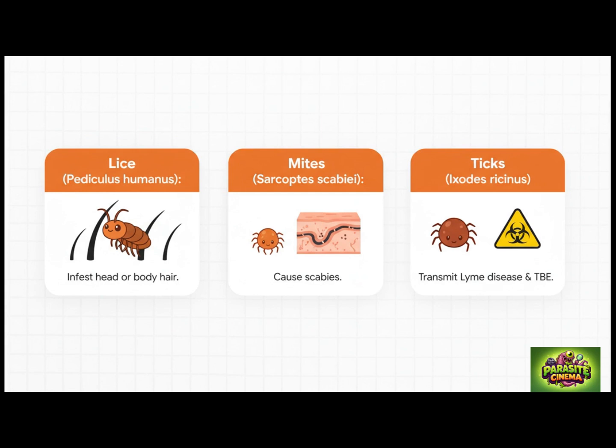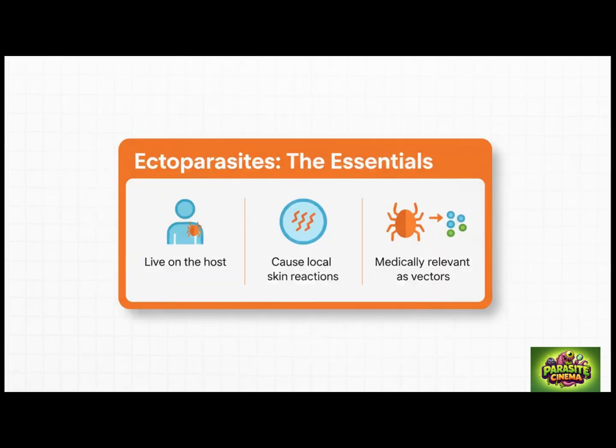We've got lice that live in our hair. There are mites, specifically the scabies mite that burrows into the skin and causes the intensely itchy condition of scabies. And of course, ticks, which are notorious not so much for their bite, but for the diseases they can transmit, like Lyme disease and tick-borne encephalitis. So, the core message for ectoparasites is all about their location. They live on the host. They cause local skin reactions, but their primary medical significance often lies in their role as vectors for other diseases.